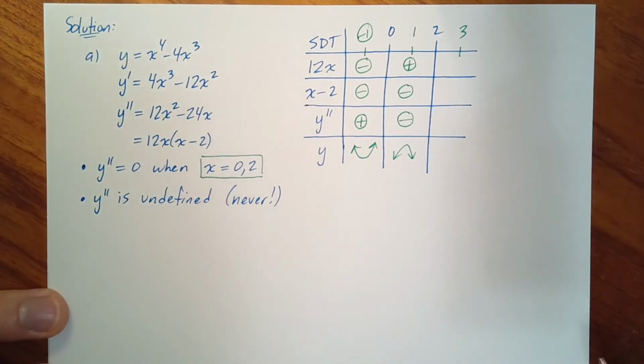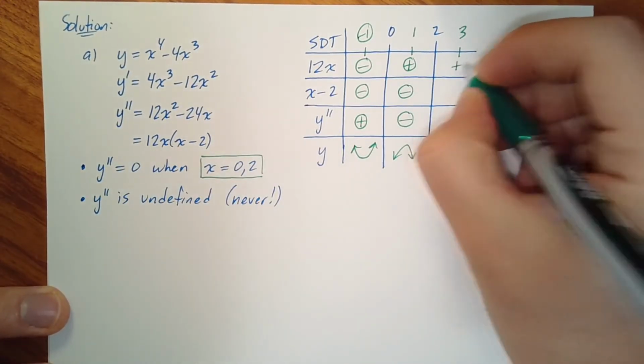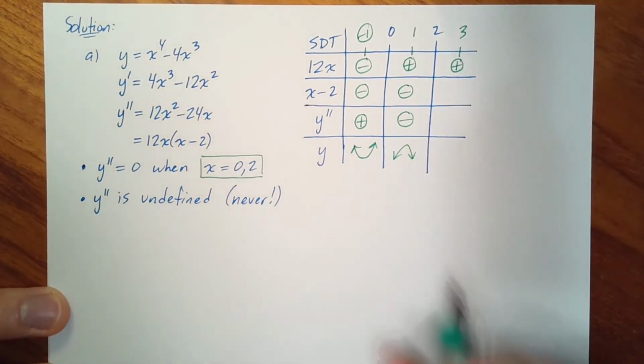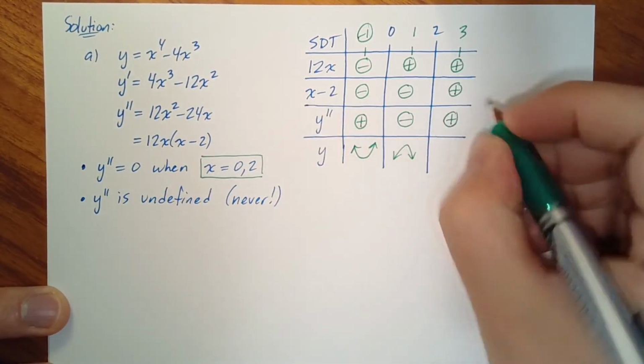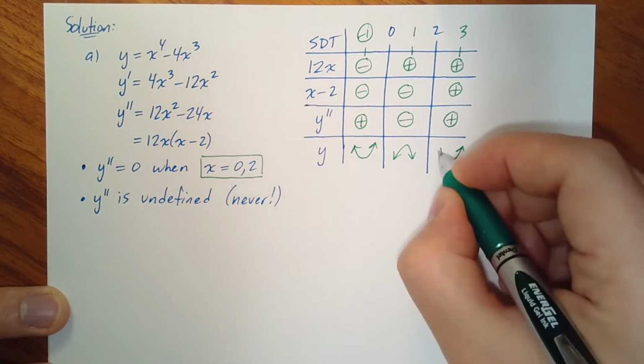Now let's plug in 3. 12 times 3 is positive. 3 minus 2 is also positive. So the product of those two factors is positive, and therefore the function will be concave up.